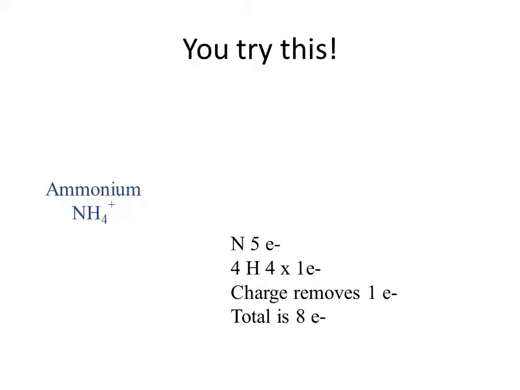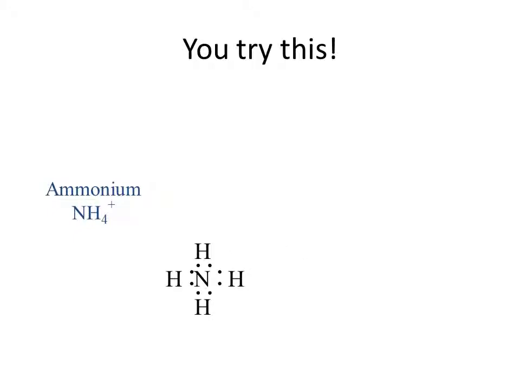To do ammonium, we count up the electrons for the nitrogen. There's 5 electrons in the valence shell of nitrogen and 1 in each hydrogen, so it's 5 plus 4 times 1. Charge removes 1 electron, so the 9 electrons have 1 electron removed from them to give them a total of 8 electrons in this structure. We draw the skeleton and then place electrons in the bonds, and you can see all of the electrons are used up just to form the bonds. Then what we do is we put brackets on it and give it a positive charge.